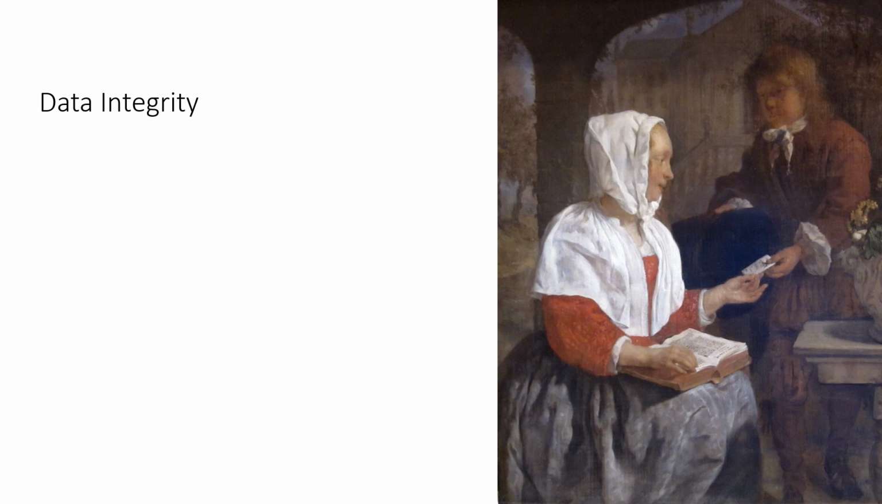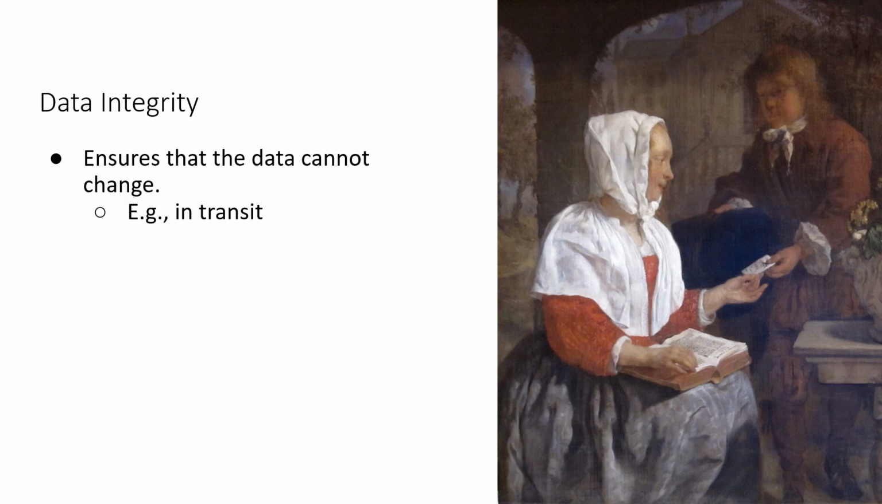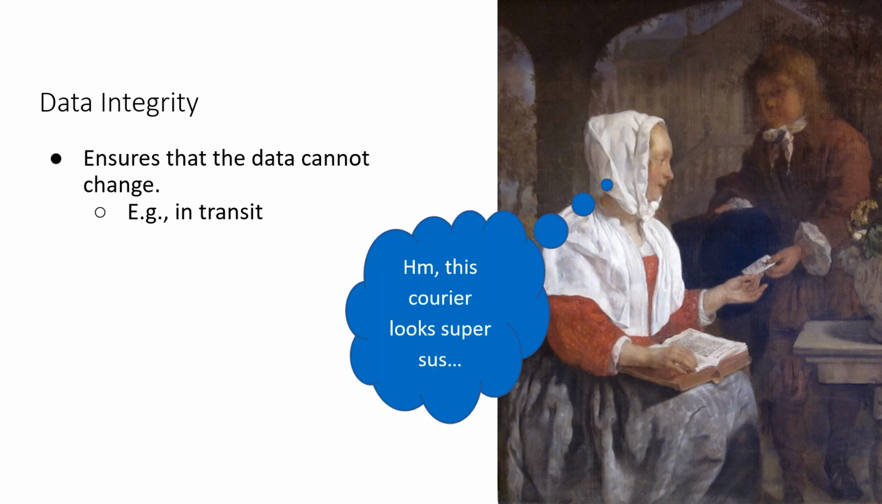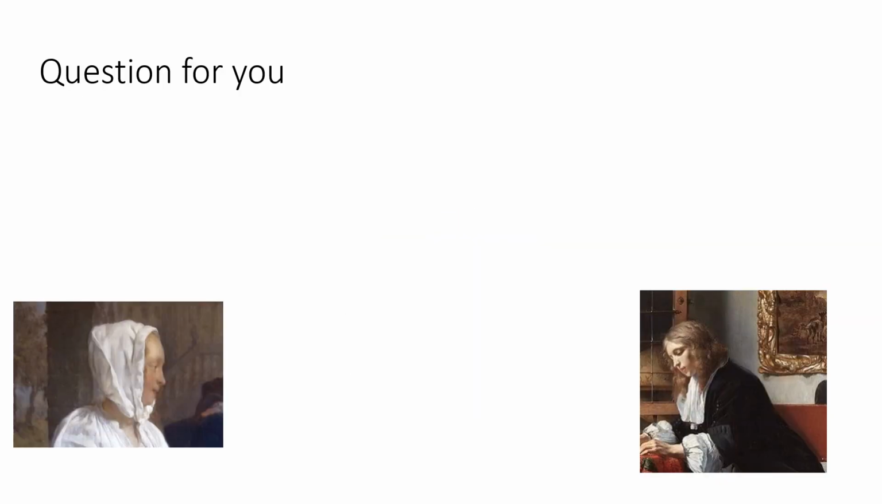We talked about data authentication. We also have a concept of data integrity, meaning that the data cannot be changed, for example, in transit. So Bob signed this petition. He sends it to Alice via this courier, and Alice is convinced that the message really came from him and it hasn't been changed, even though she thinks that this courier looks super sus. We have talked about data authentication and integrity before in the context of message authentication codes. We have also talked about a concept of data confidentiality in the context of encryption.